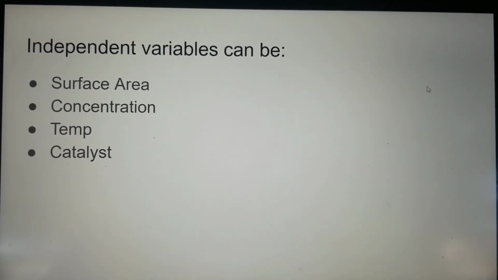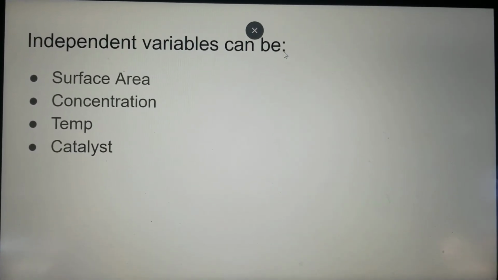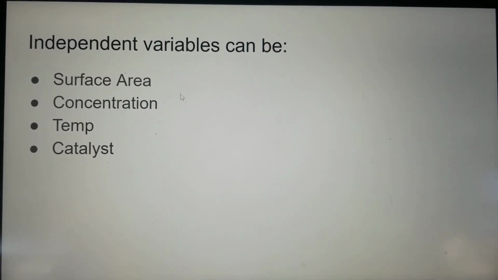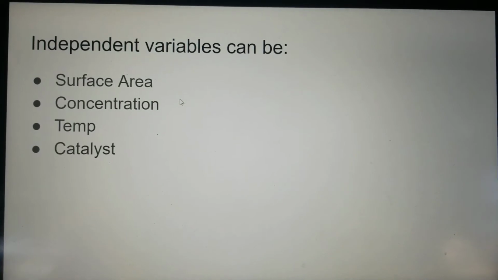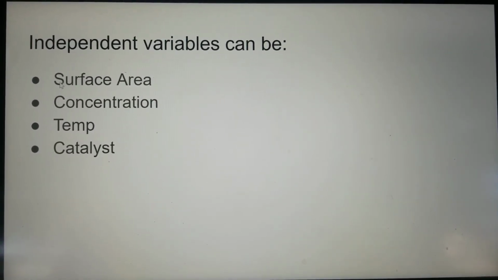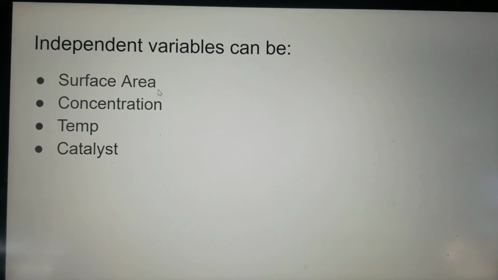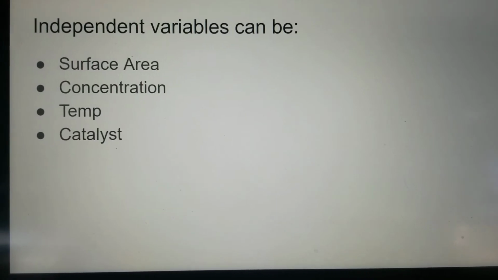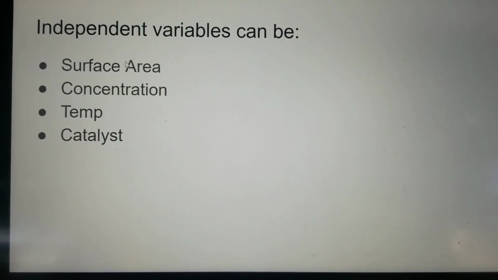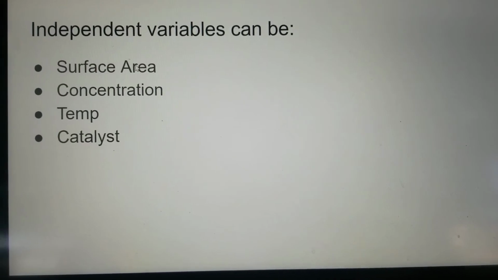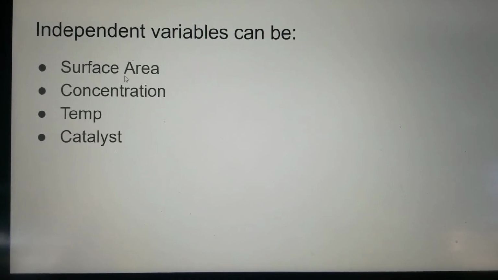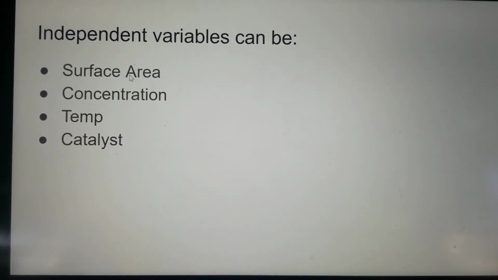So when you do your IA, you're going to be looking at some different independent variables. You're going to be changing something 5 times for your IA. Some of the independent variables can be surface area. In other words, you could do reactions with substances of different surface areas: something that's finely broken down, something that's in bigger pieces, something that's in big chunks. You can look at the various surface areas.